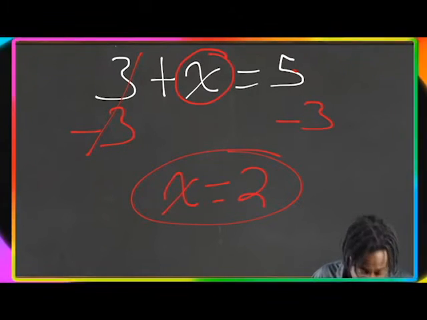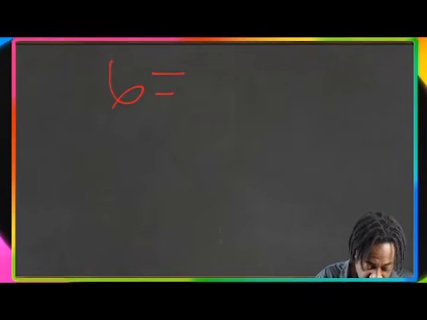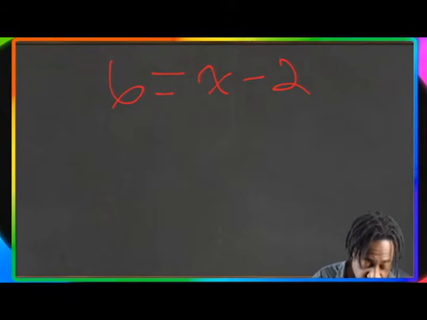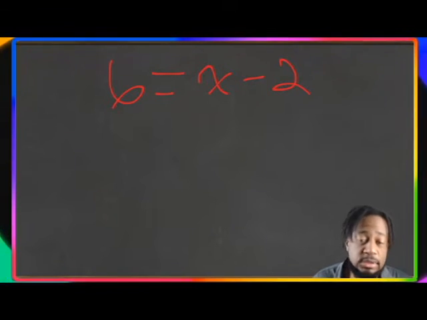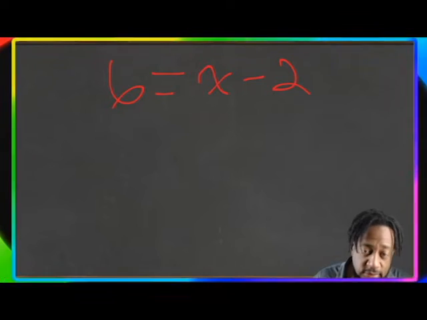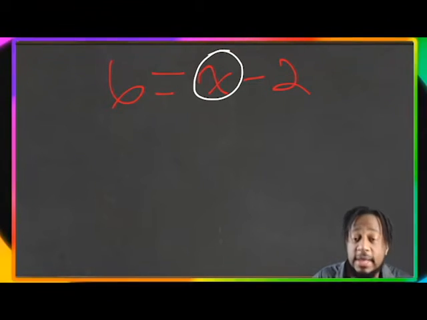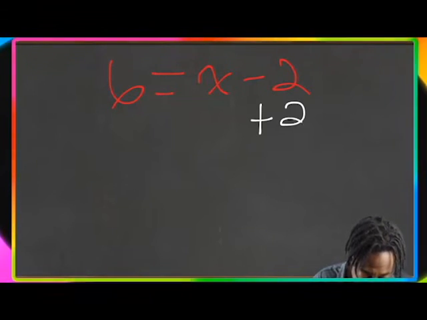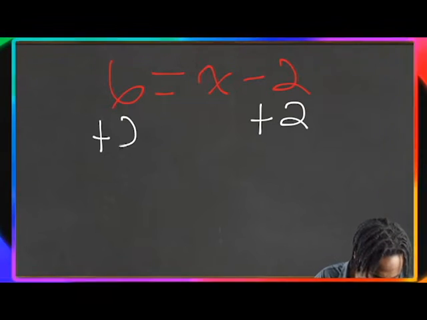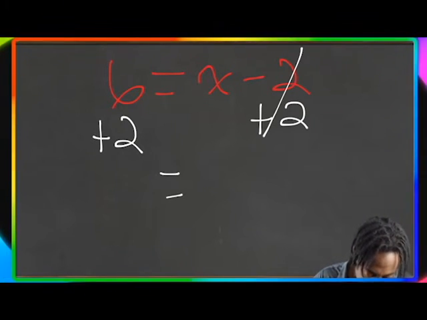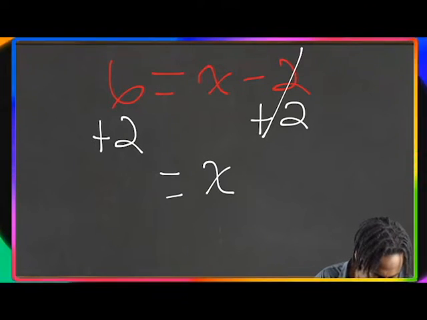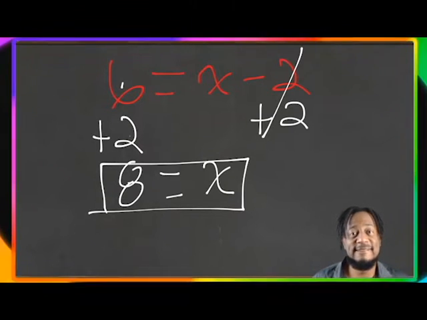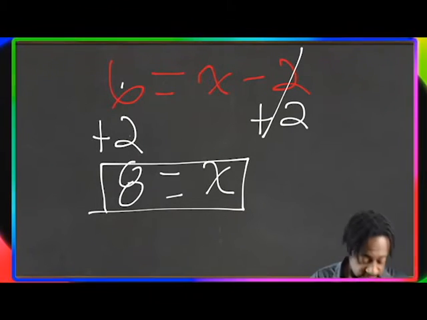Are we good? Let's try another one here. We got 6 is equal to x minus 2. It's on the other side. Doesn't matter. Your equal sign is your barrier. Something that makes you move it to the other side. Okay, we need to get x by itself, right? Minus 2. The opposite of that is plus 2. So what we do on that side, we got to do on the other side. Boom. Cancel. x is equal to what? 8. 6 plus 2, 8. You're going to get it. Your turn is coming up next.